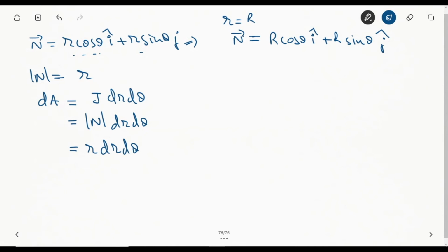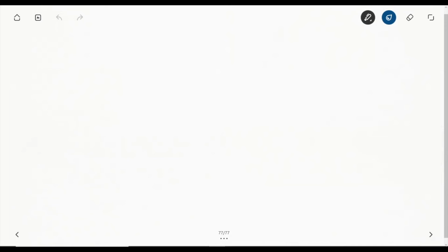This is what we apply for the integration, and the limits depend on the curve, but for the case we are talking about, r is going to be from 0 to capital R, and theta we have from 0 to 2 pi. Right? Let's see the next case for the cylinder.